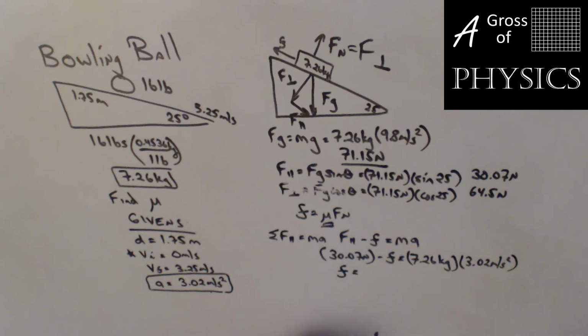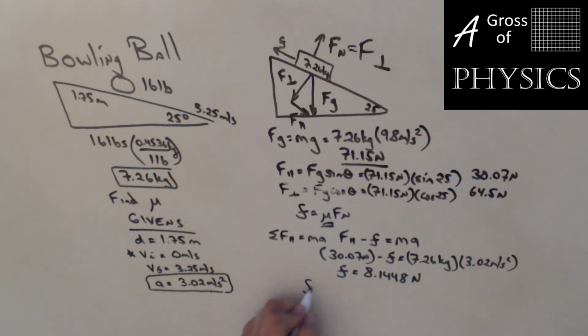And friction becomes, let's do 30.07. Actually, I'll bring this term over. So I'll do minus quantity, 7.26 times 3.02, close that parentheses. And I have 8.1448. A little too precise, but that's what it says in my calculator, and I'll leave it at that.